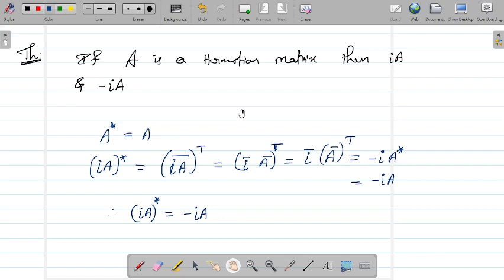Okay, so now we can complete the statement of the theorem. If you know A is a Hermitian matrix, then iA and minus i times A are skew Hermitian matrices.